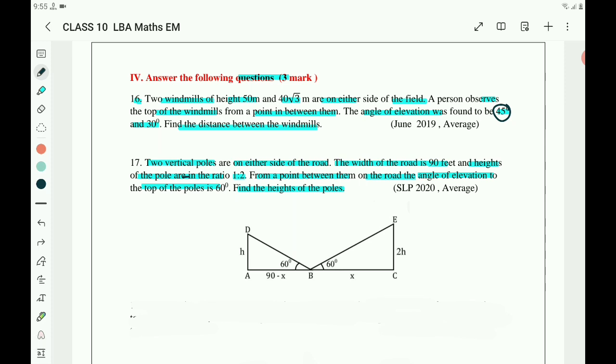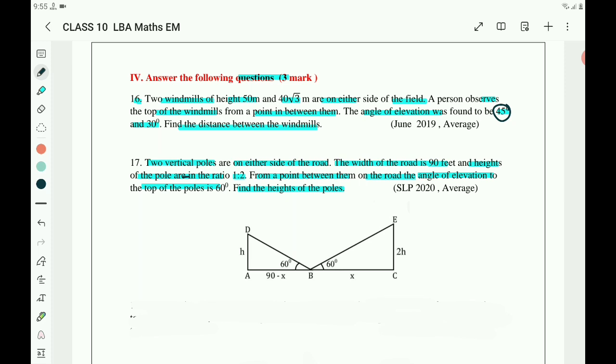And the heights of the poles are in the ratio 1:2. If you take the height of one pole as h, then the height of the other pole is 2h. 1:2 means h and 2h. Or you can take x and 2x, or a and 2a. But h is the suitable symbol for height.